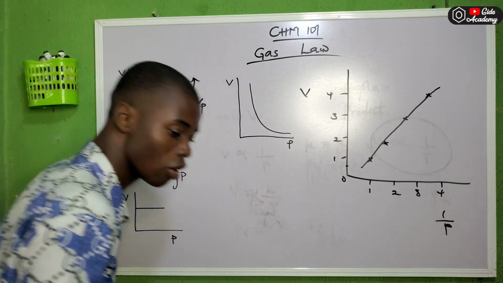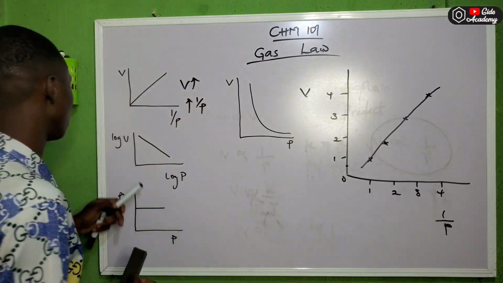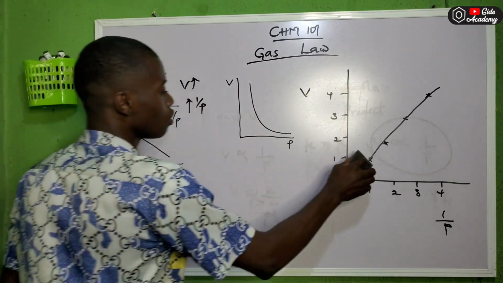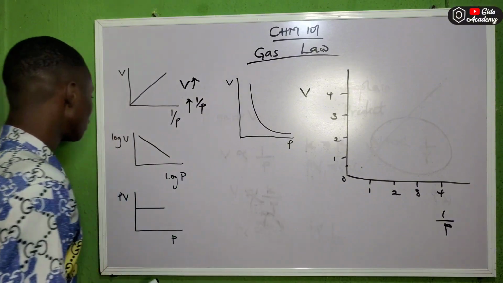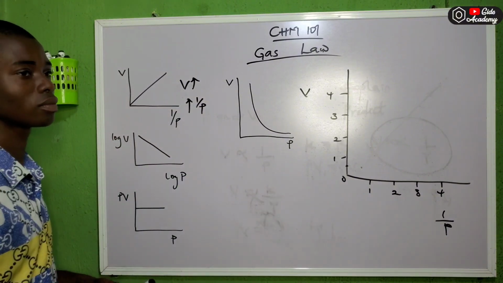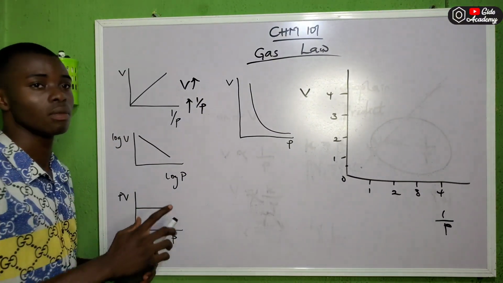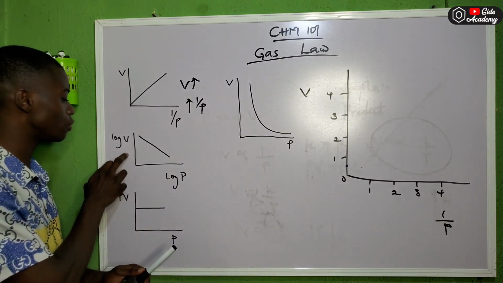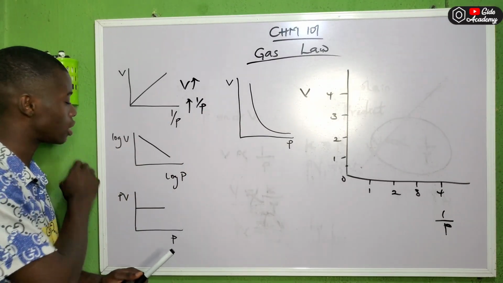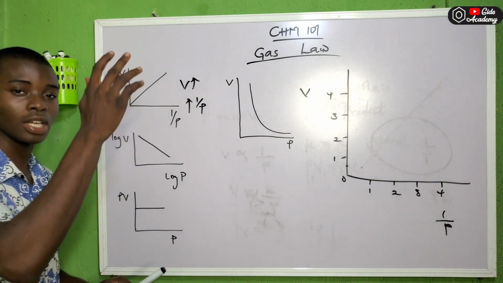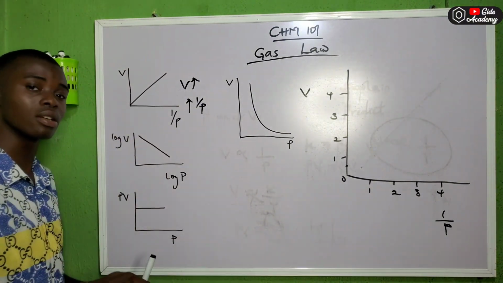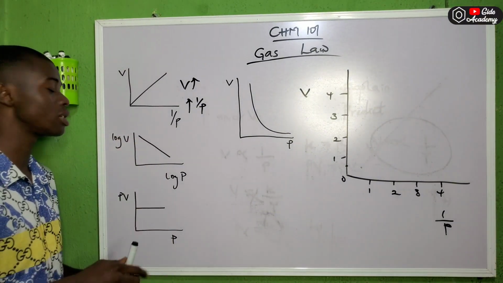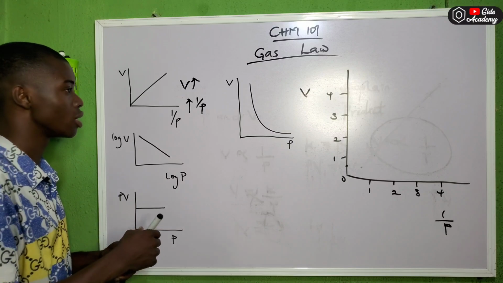Then for our second figure, which is the second graph, let me explain first before we go to the graph. The second figure is telling us that if log V increases, log P will decrease. And if log P decreases, log V will do what? Will increase. So that's it.